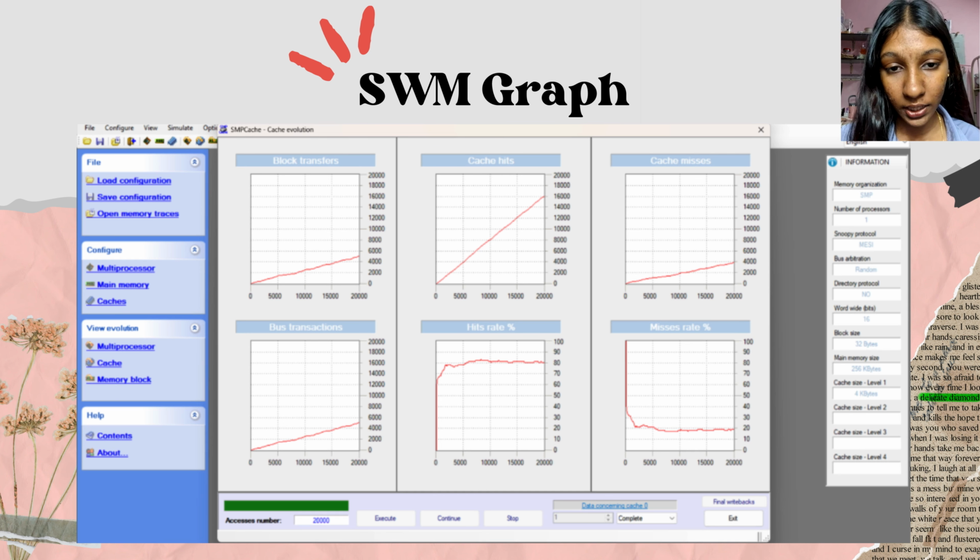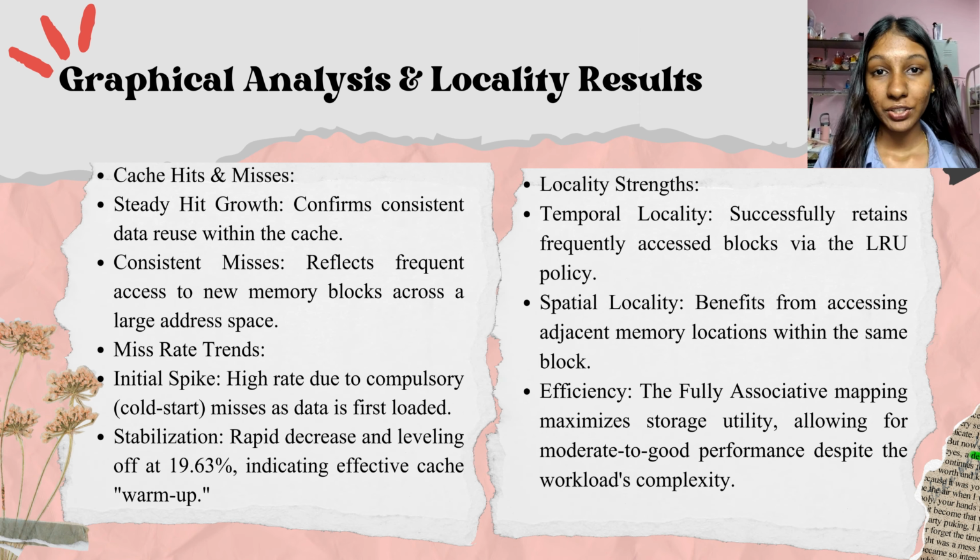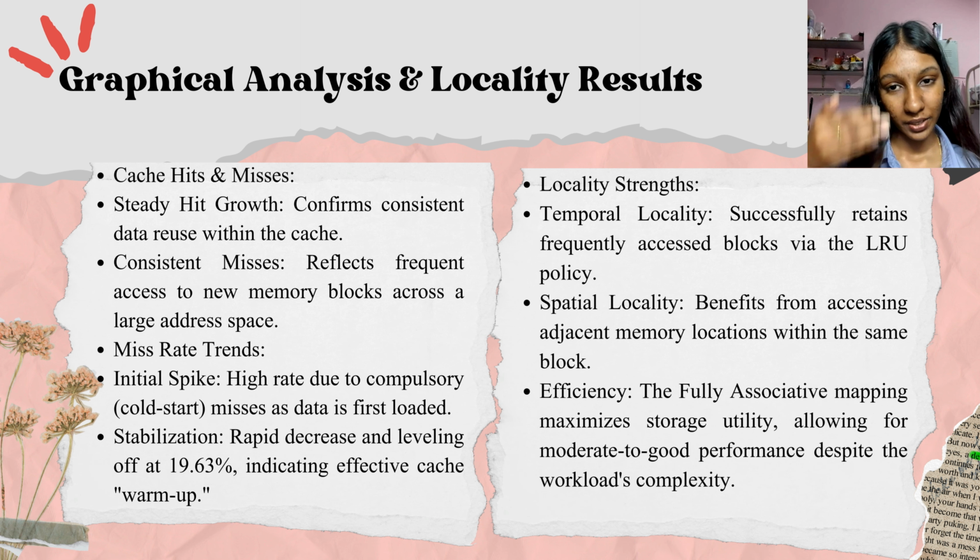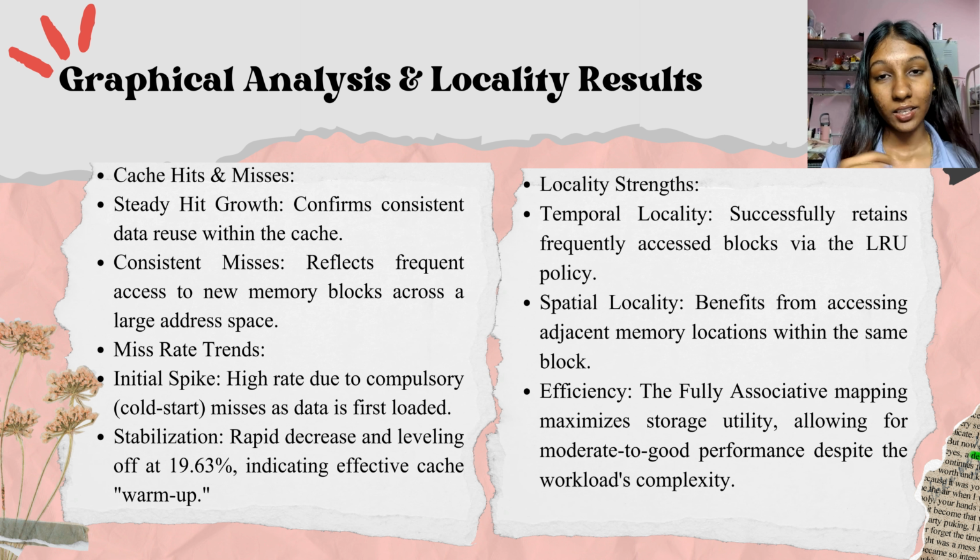For the cache hits, it's the second graph. The cache misses graph is the third graph, the fifth graph is the hit rate graph, and the miss rate graph is the last one. From the simulation results, we observed that the miss rate was initially high due to cold misses. However, as the execution progressed, the miss rate decreased and stabilized. The final cache miss rate recorded for SWM was 19.63%, which corresponds to a high cache hit rate of around 80%.